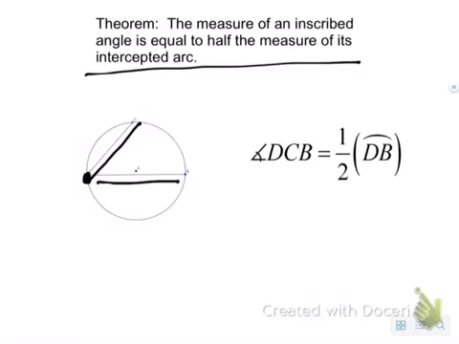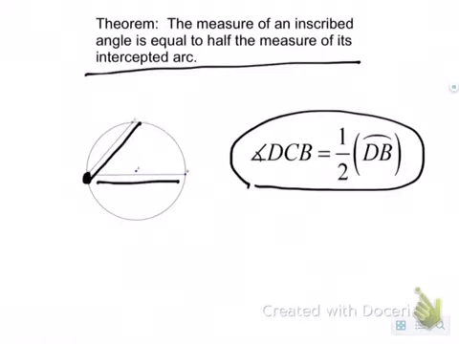So what I would like for you to do is open that first flap and copy this formula. This is the formula. This is what the theorem is telling you, that the angle is equal to half the arc measure. So you might want to press pause and write this formula down underneath the second flap.